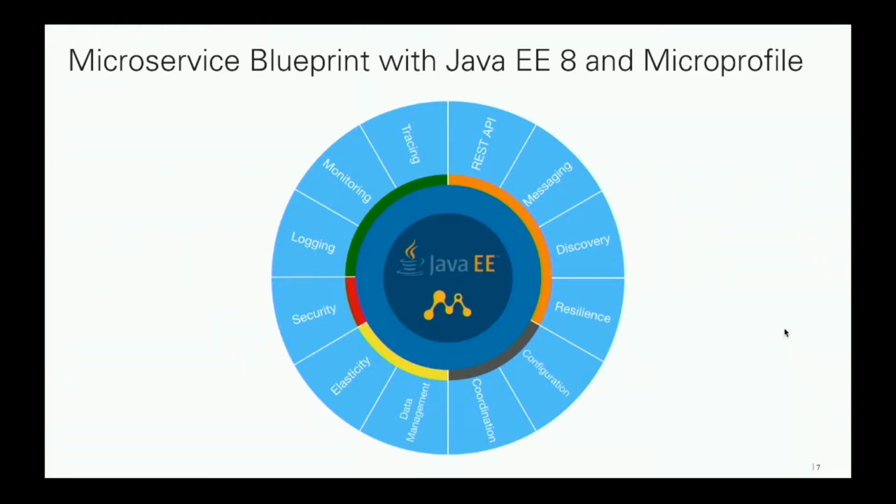Data management. So how do you handle persistent data in that case, right? And also the elasticity part. What do you do with the state? How do you distribute the state? How do you handle the state in your system? Security, and last but not least, we have the diagnosability bit, tracing, monitoring, and logging. And the good part is, Java EE 8 in combination with MicroProfile does have an answer to pretty much all of those. And that's great, right?